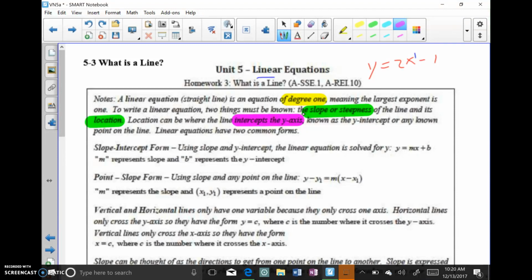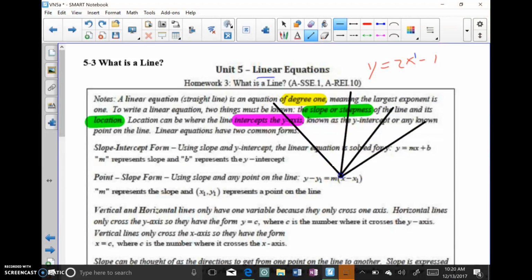To draw a line, I need to know basically how it's angling, because I could draw a line like this, or like this, or like this, right? They have different steepnesses, different slopes. But I also need to know where it is. If I'm drawing a line with this slope, should it be here? Should it be here? So we need to know how steep the line is and where it is.